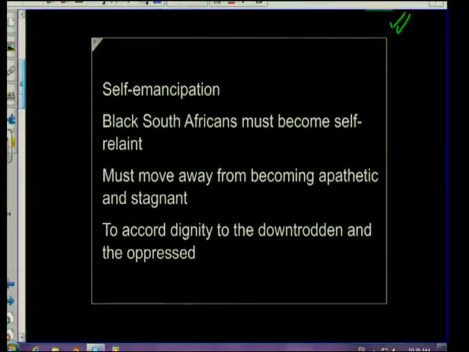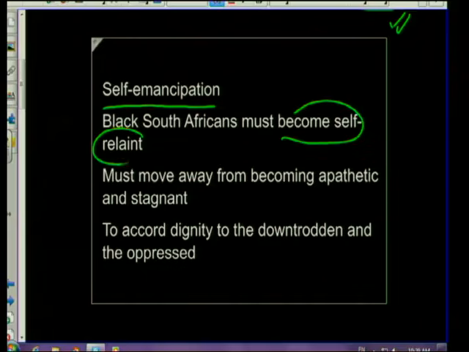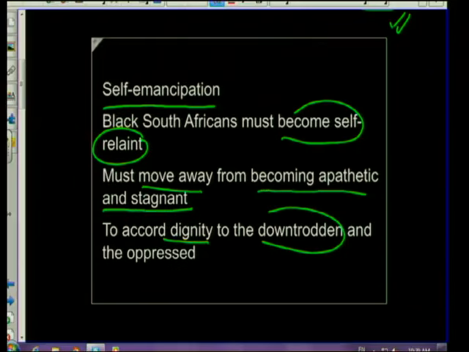And that is your answer. You can see from underlining the keywords, certainly it was self-emancipation. It allowed black people to become self-reliant, to move away from becoming apathetic and stagnant, to accord dignity to the downtrodden and the oppressed. Okay, that gives us a few alternatives to the answer.